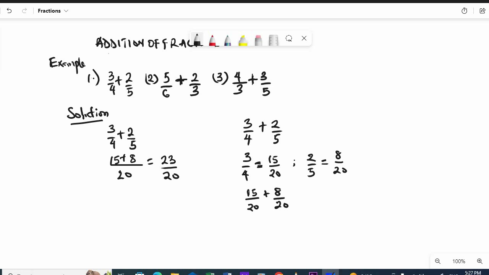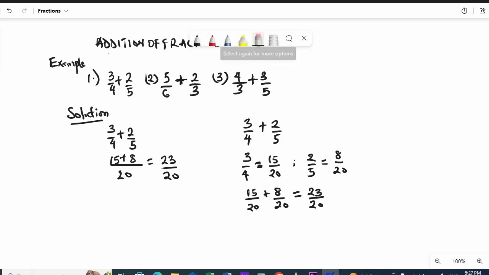Now that we have the denominators the same, all we need to do is add both numerators and then retain the same denominator that we have here. That's 23 over 20. Okay, that's the second method to do this.